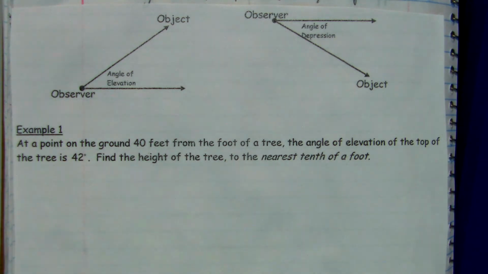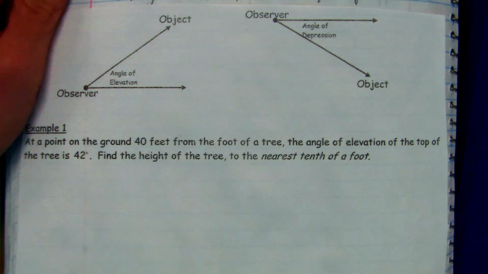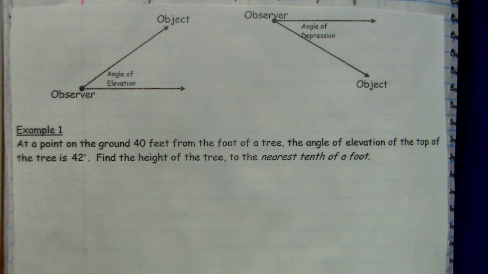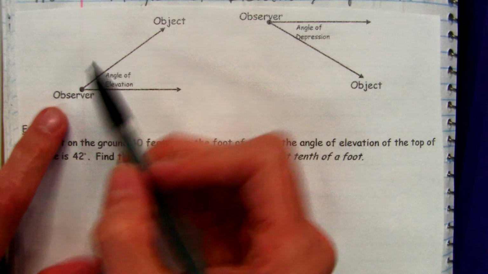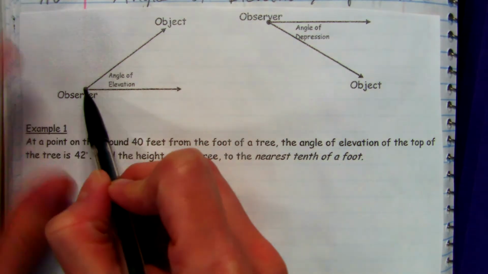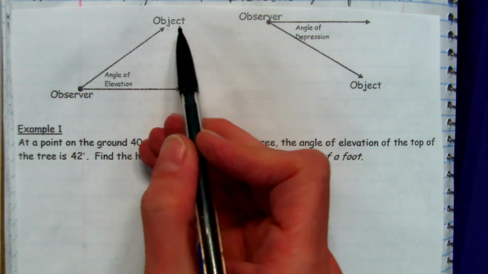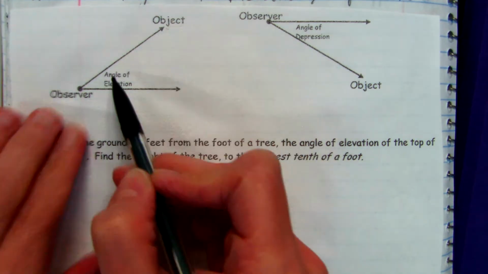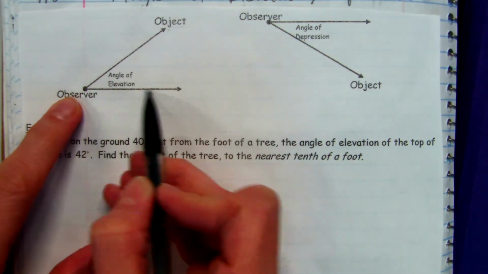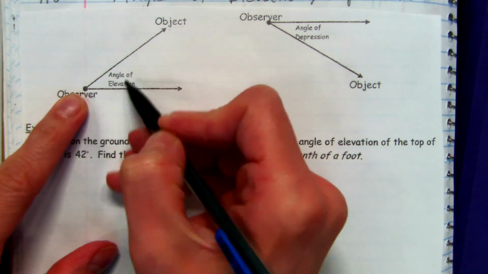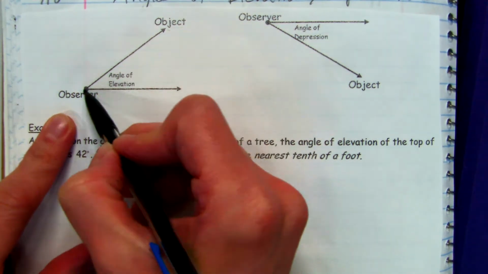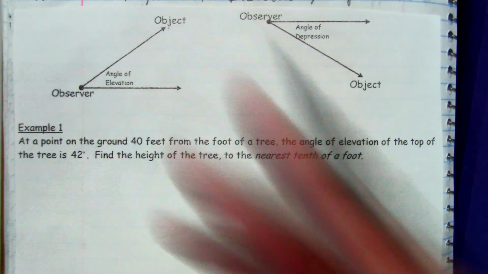Okay, welcome. We're doing angles of elevation and depression today. On the handout for the notes, there's a couple of labeled pictures. If you have an observer below, observing an object that is at a higher place, a higher elevation, then this angle between the horizon line and that object is called the angle of elevation. So basically that's when the observer is looking upwards at something.